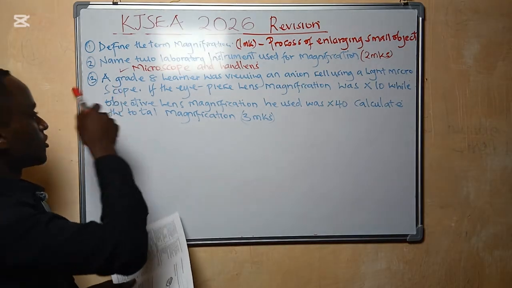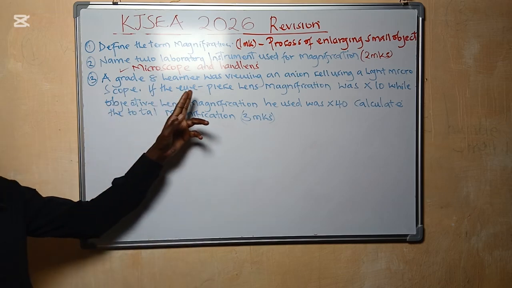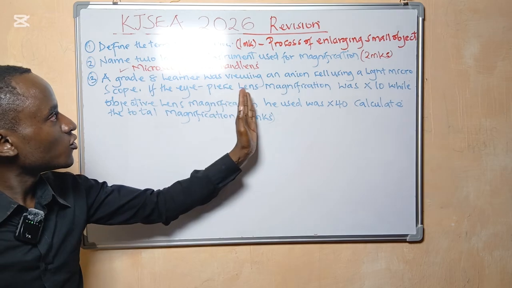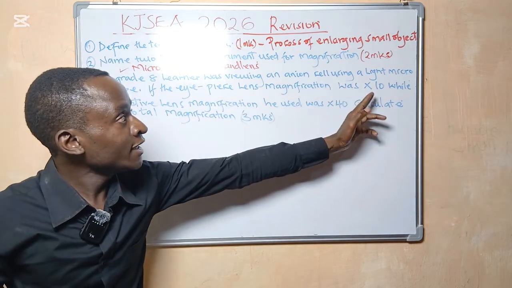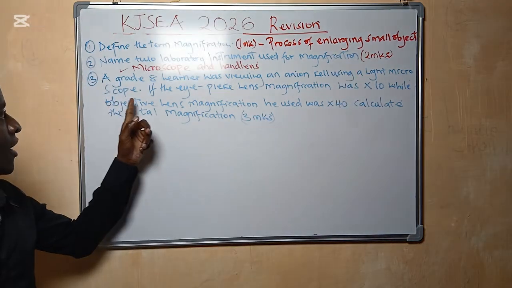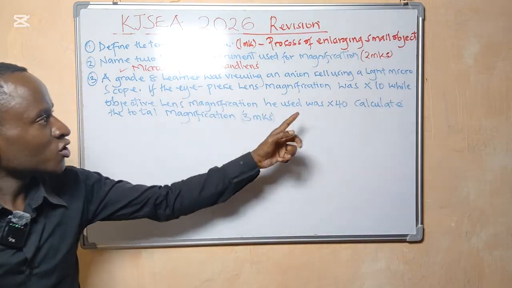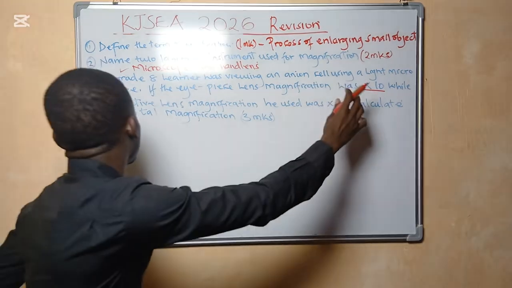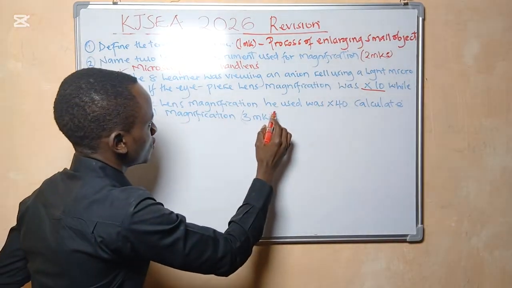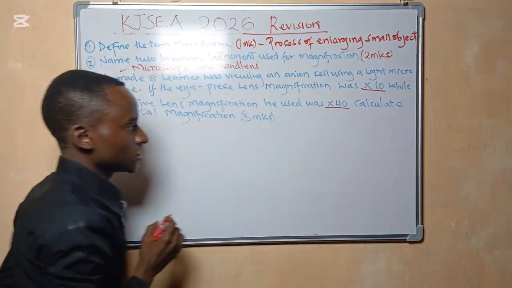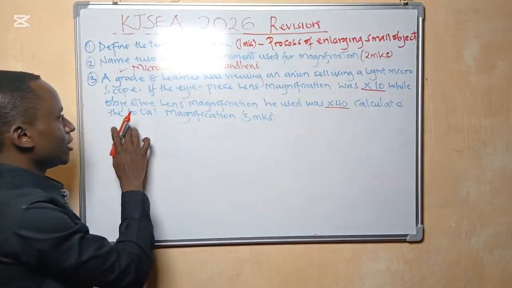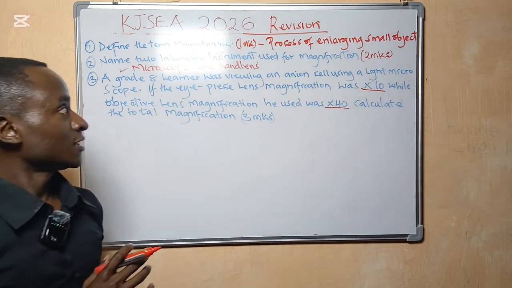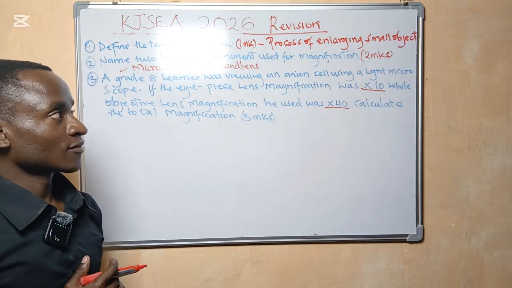Now, question 3, we have a question of magnification here. A grade 8 learner was viewing an onion cell using a light microscope. If the eyepiece lens magnification was times 10, while the objective lens magnification he used was times 40, calculate the total magnification. 3 marks. This is a grade 8 learner who was viewing an onion cell using a light microscope.